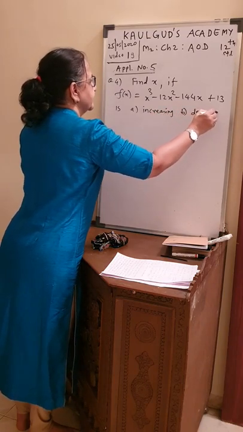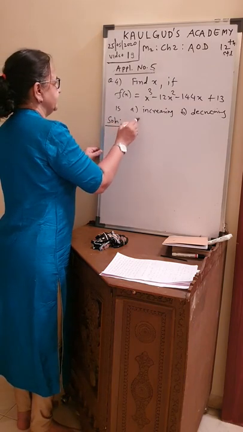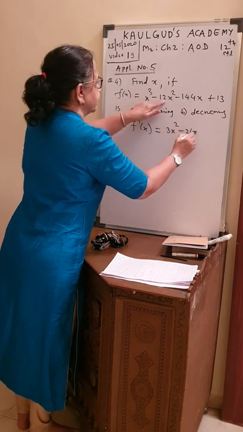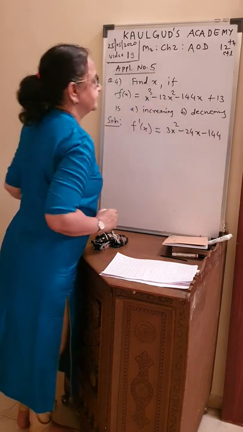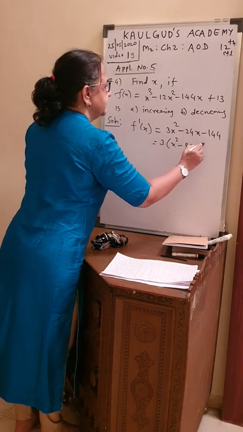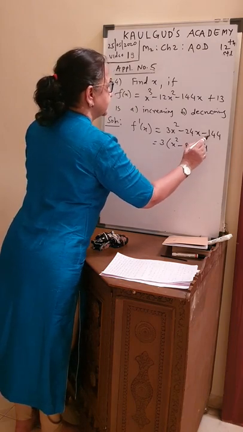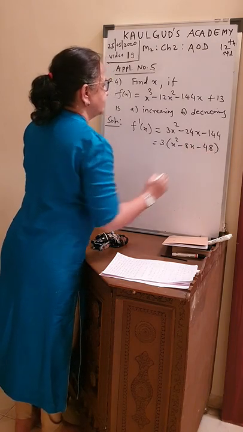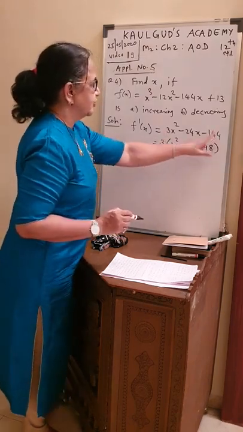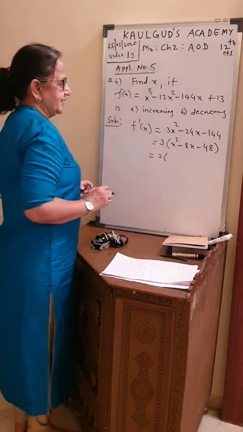Both cases. So solution. Can you see the derivative? 3x square minus 24x minus 144. So 3 common. x square minus 8x minus 48. Okay, now factors. So 3 into bracket.